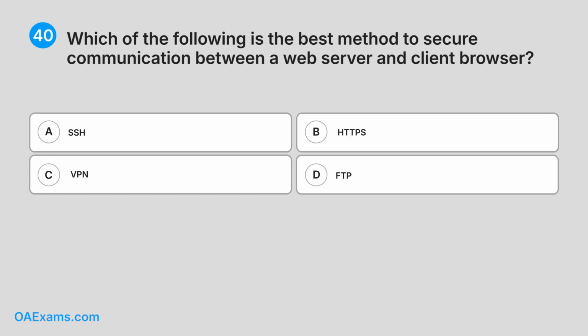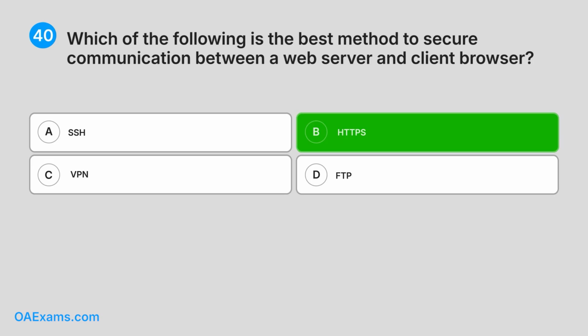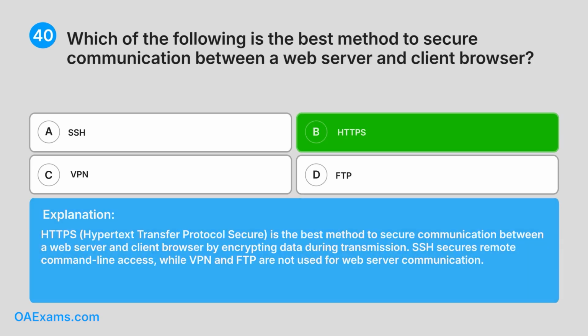Correct answer. B. HTTPS. Explanation. HTTPS, Hypertext Transfer Protocol Secure, is the best method to secure communication between a web server and client browser by encrypting data during transmission. SSH secures remote command line access, while VPN and FTP are not used for web server communication.